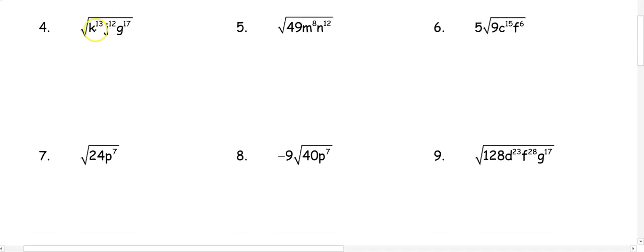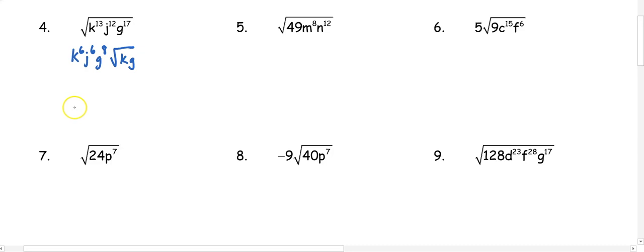In number 4, k to the 13th is odd, so one of the k's is going to stay under the square root. 13 minus 1 gets us 12, and when we divide 12 by 2, we get k to the 6th. J is even, so we're just going to divide the 12 by 2 and get 6 as well, so j to the 6th. G is odd, so one of the g's is going to stay under the square root. And when we subtract, we got 16. Half of 16 is 8, so we get g to the 8th.